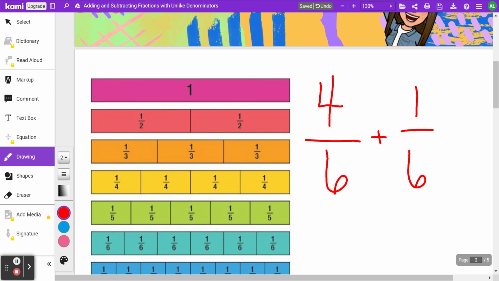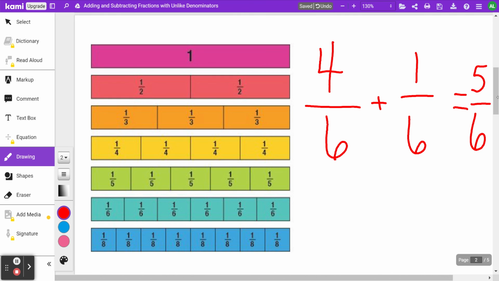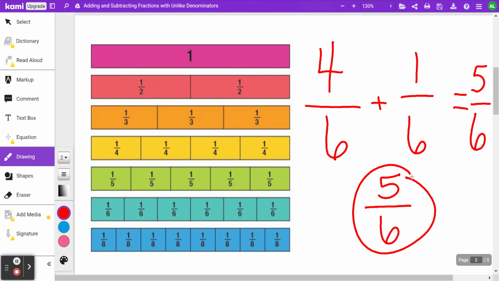So now that I've changed this to an equivalent fraction from 2/3 to 4/6, and I have the same denominators, I can now add. So here I bring my denominator across. My denominator does not change because the number of pieces it takes to make a whole doesn't change. But now I can just add together the total number of pieces. Well, 4 plus 1 gives me 5. So my new fraction of 4/6 plus 1/6 gives me a total of 5/6.